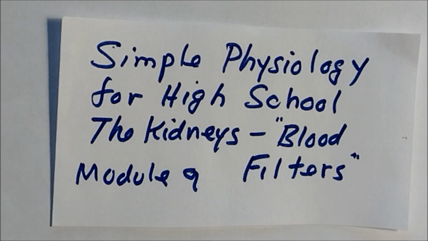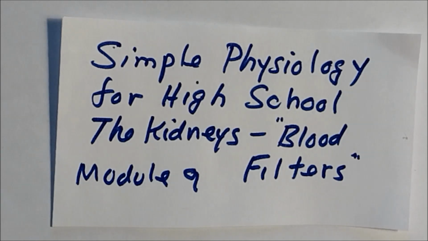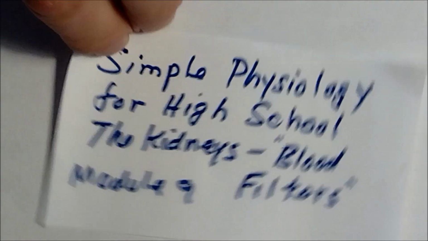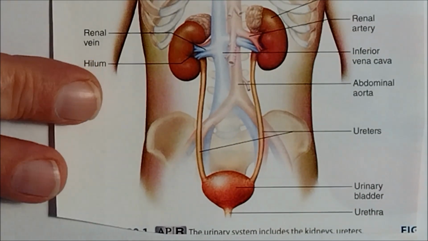Now, we probably have some idea that the kidneys make urine, or make pee, and that's true. We're going to take a little closer look at how that happens, and what the contents of the pee are, and where things come from in the body. So, with that out of the way, let's take a look at where the kidneys are located.